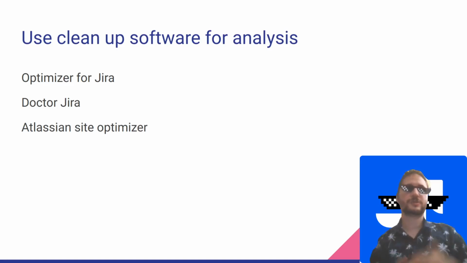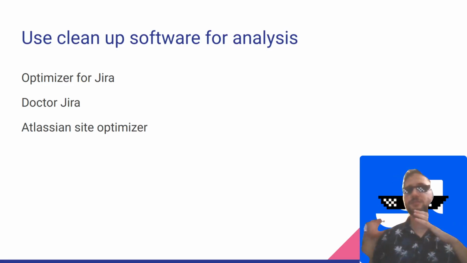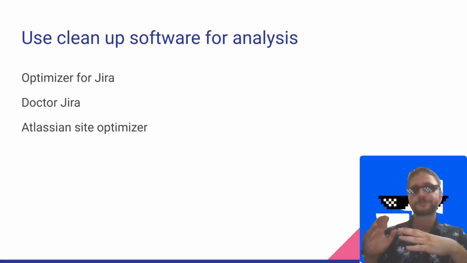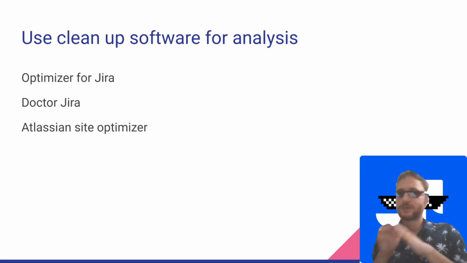And also there's the Atlassian site optimizer. This feature is still in beta, but you can use this tool to do the whole analysis of your site and see what goes into junk.